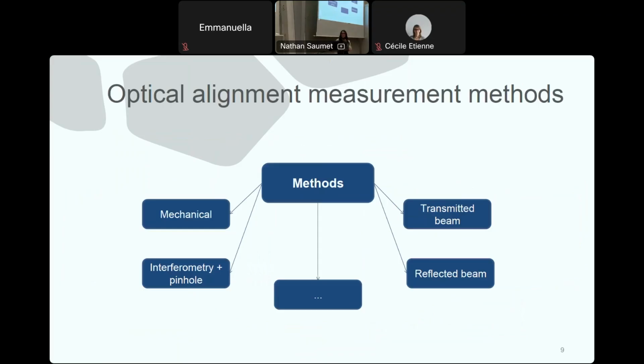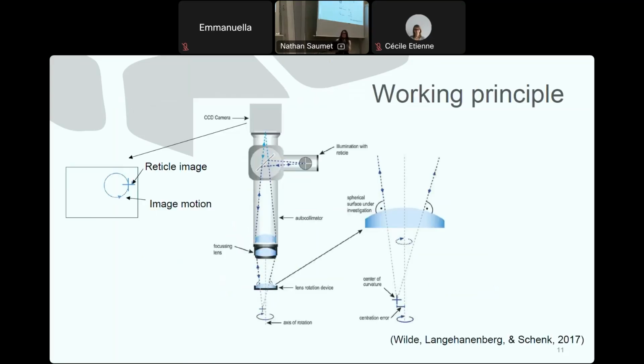There exist many methods to do it, but I will only focus on the reflective beam method that I studied during my M1 internship. To explain it very quickly, you have to put your system on a rotational plate, and with what is called an autocollimator, we project a vertical image, here represented by the cross, which is called the crosshair reticle, into the center of curvature of each diopter in the optical system.